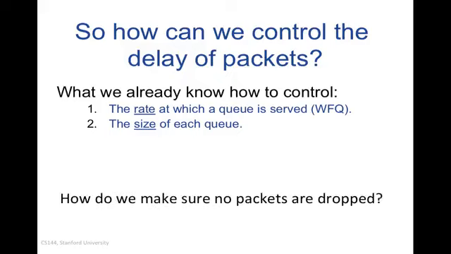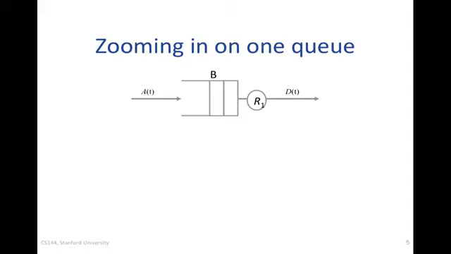So how do we make sure that no packets are dropped? We're going to zoom in on one queue and take a look at this. And we're going to go back to something that we saw before, which was our simple deterministic model of the dynamics of a queue.